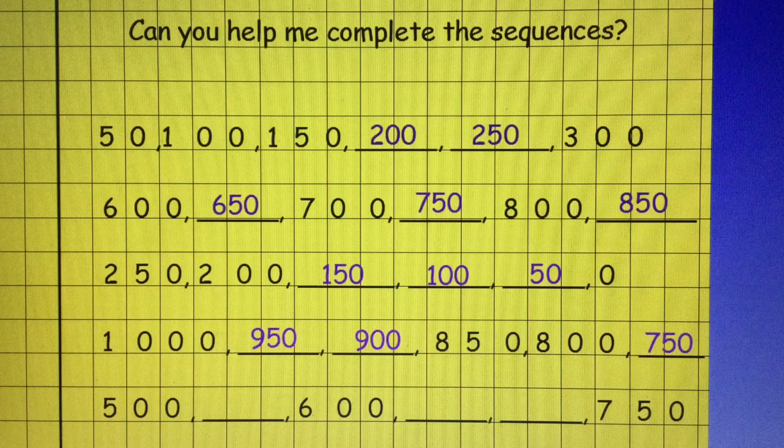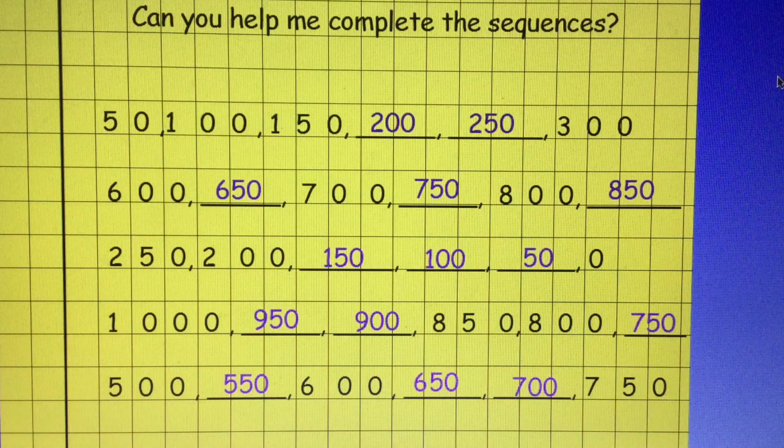For our next sequence, it starts at 1,000 and it is going down. We can tell because we look at the 850 and the 800, it's gone down in 50s. So we can count back from 1,000, 950, 900, or we could have counted back from 850 to 900, 950. It's up to you how you want to do it. And then go to the 800 at the end. 50 less is 750.